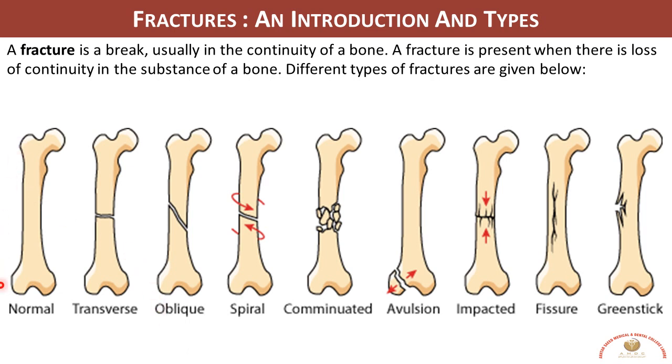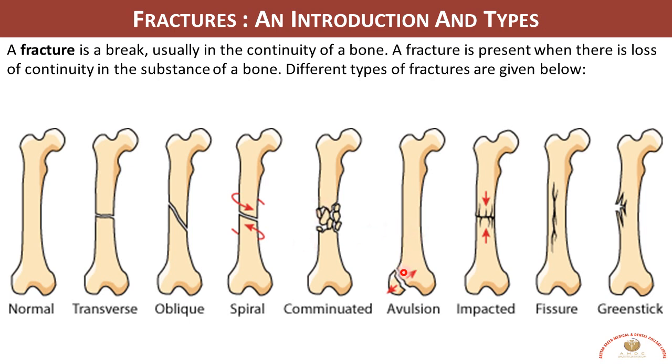This is the normal bone. Here you can see that this is a totally transverse line, so this is a transverse fracture. They are very simple ones. This is oblique. You all know this is an oblique line. This type of fracture is a spiral fracture. This is a comminuted fracture. A comminuted fracture is a fracture in which the bone is totally broken into smaller pieces. So here you can see that this is a comminuted fracture.